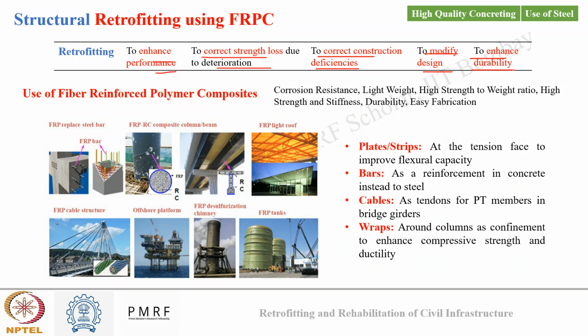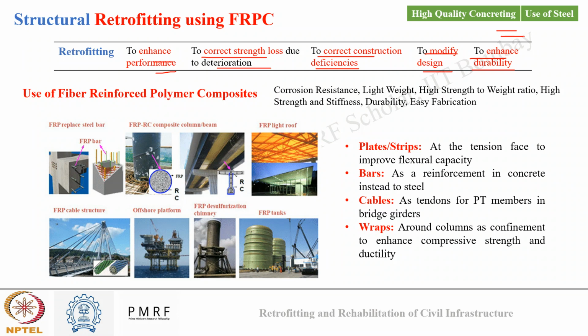Now we already talked about how high quality concrete and steel have been used as retrofitting materials in our last session. Now let's see how fiber reinforced polymers are used for retrofitting. The use of FRP offers several advantages. It is corrosion resistant, since steel is not used here, so such repair material can be critical in marine environments. FRP is lightweight, which can be critical for aerospace engineering. It has a high strength to weight ratio, which can be critical for retrofitting in high rise buildings. Several other benefits are high strength and stiffness, durability, and easy fabrication of FRP.